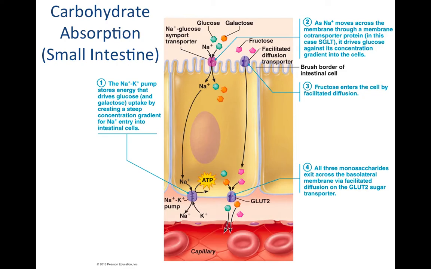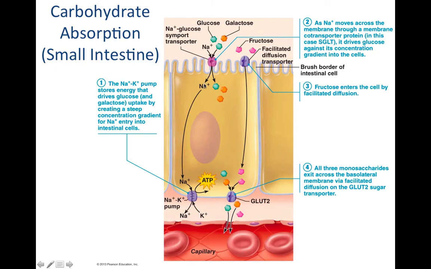So if you look at this picture, as sodium moves into the cell, it takes other things along with it. It can take glucose or it can take galactose. And so glucose and galactose are making use of this sodium gradient that was originally established by our sodium-potassium pump. As sodium moves into the cell, so also does glucose or galactose.